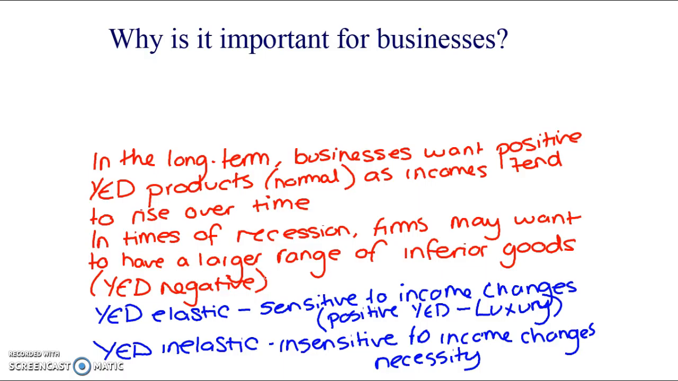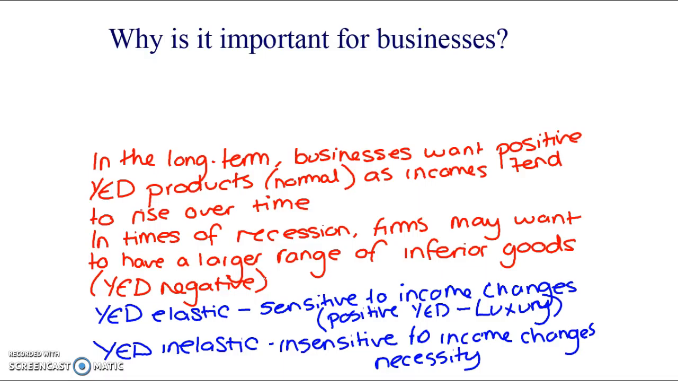However, we know from the economic cycle that we go through times of recession, so this is negative growth, and this means that incomes are falling, and so you might want to have a larger range of inferior goods, so YED negative goods, at those times. And you will have seen that if you've looked in the supermarkets over the last few years when the UK went through the recession. They would have had items such as smart price and value ranges, and dine in for £10. Those types of deals might have been considered inferior goods. So that's looking at normal and inferior goods.